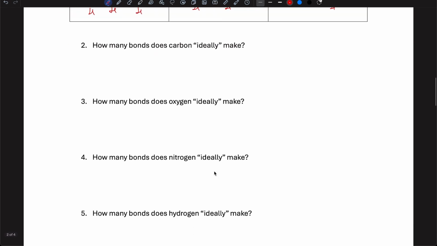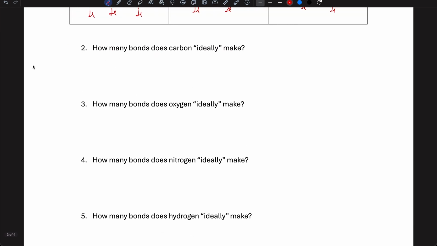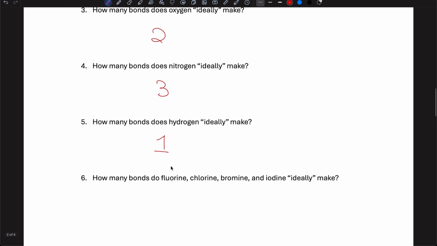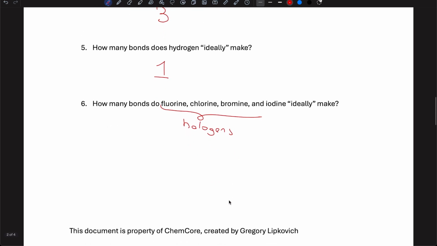The next part of this, what I'm asking in this next question, is really your HONC mnemonic, right? Ideally make. So something like this. Let's write it out again. Carbon would ideally form 4 bonds. Oxygen would ideally form 2 bonds. Nitrogen ideally forms 3 bonds. Hydrogen ideally forms 1 bond. And fluorine, chlorine, bromine, iodine, these are all your halogens. And so they all ideally form also 1 bond.